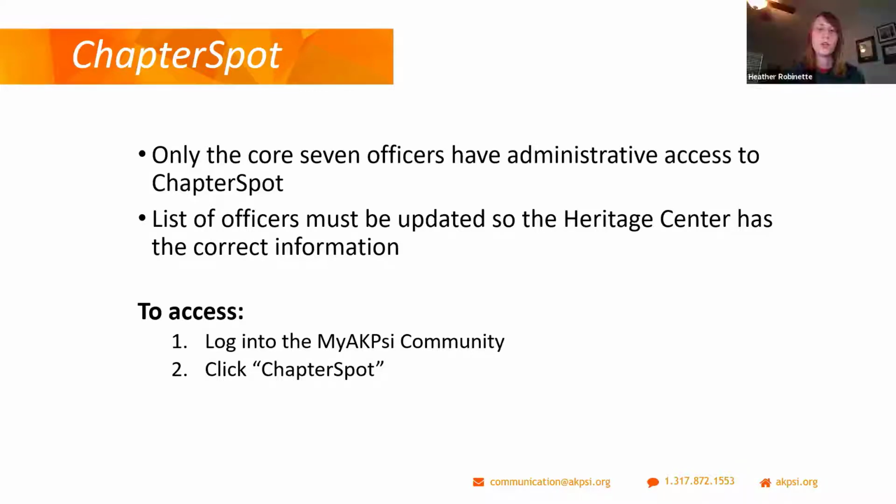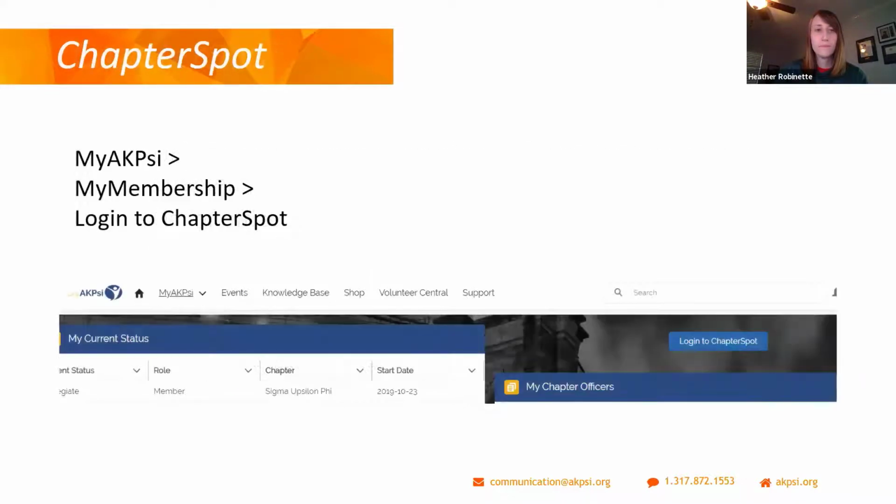So just make sure you double check your ChapterSpot, making sure the members in those roles are the correct members, so the right people are receiving the emails. And we'll get there in a second about how to do that. But I just wanted to take a minute to note the purpose behind that. And just as a quick reminder, if you go into the community under My Membership in the upper right, you should see log into ChapterSpot. So you're able to get to ChapterSpot through the community.